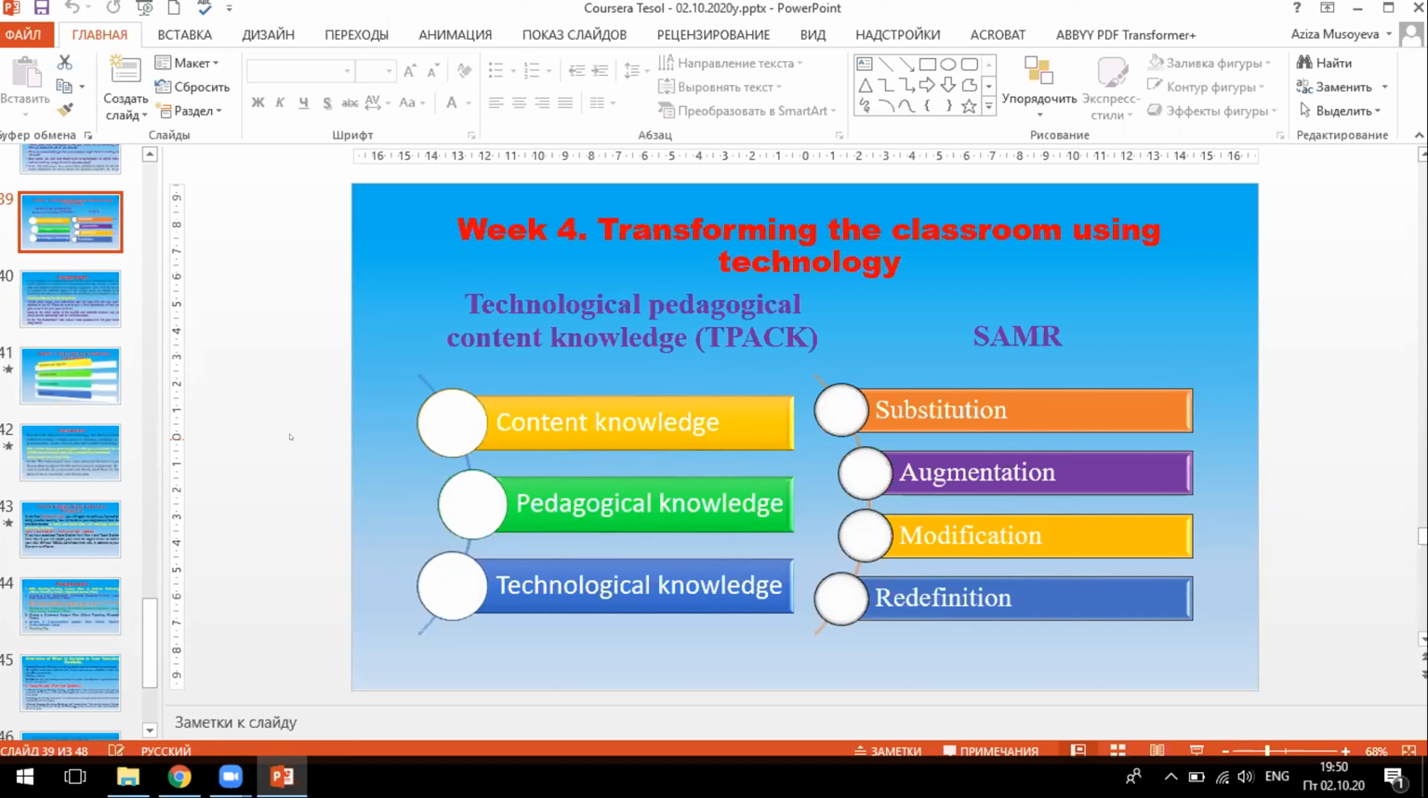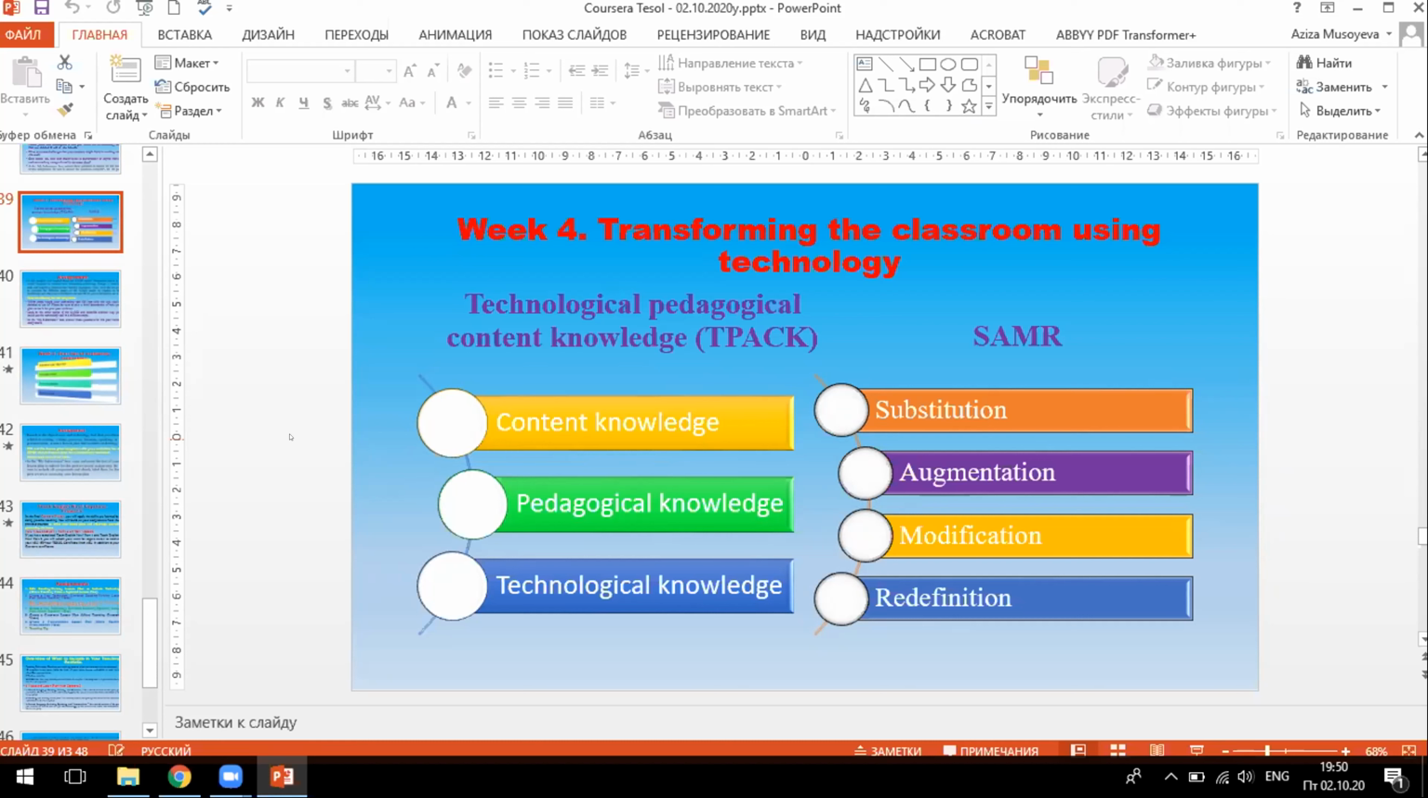Yeah, it's just substitution. Augmentation is also similar to substitution, but there are some minor changes to the function of the resource. For example, in the resource, you can add dictionaries, images, diagrams, charts, additional media resources. I mean, in online, yes, online textbooks, for example.